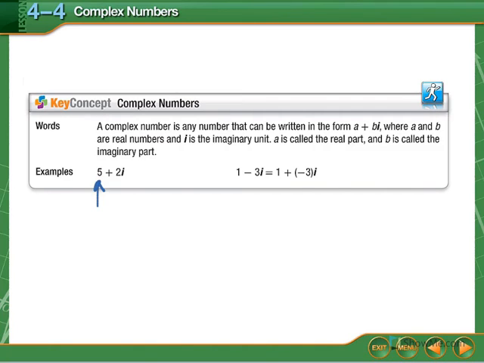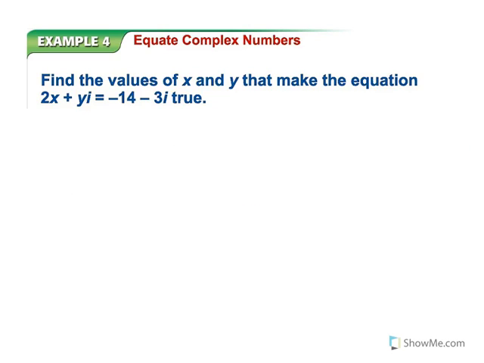So this 5 is going to be the real part, and the 2i is the imaginary part. And it always has to be written in this order. The real has to be first, and the imaginary comes second. So in order to do this, we're going to set the real parts equal to each other, and the imaginary parts equal to each other.